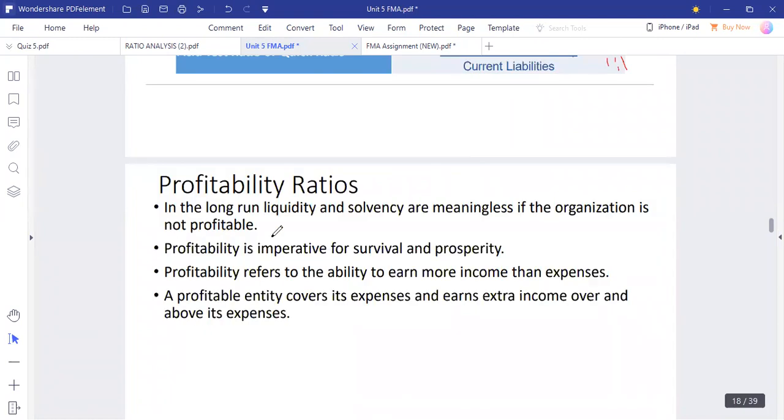So profitability ratios in the long run are very important because they depict the survival and prosperity of an institution. When we're talking about profitability, it's simply the ability that a firm has in generating more income than expenses. Most of these organizations are there to make a profit. So if the profitability ratio is high, it means they're able to cover or meet their expenses.